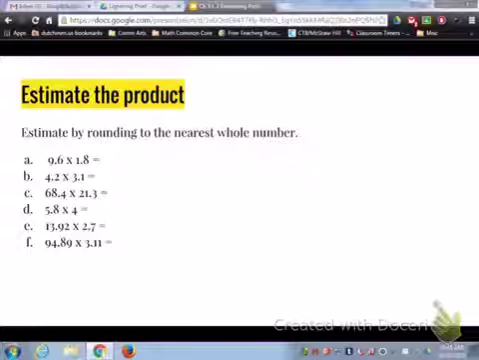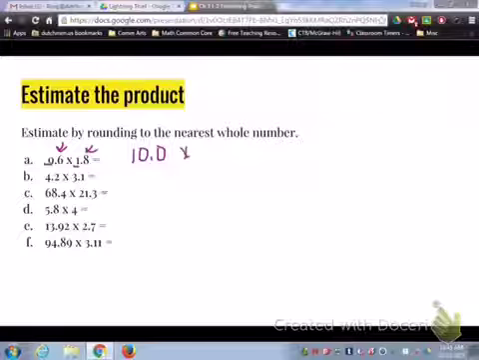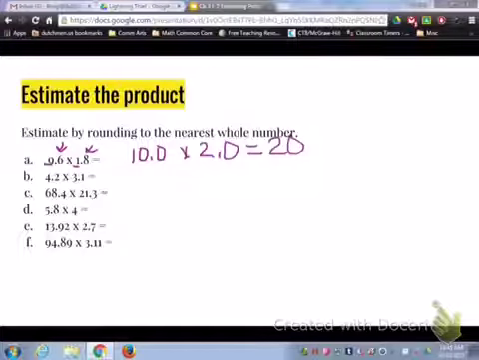So let's work through a couple examples together. We are going to estimate by rounding to the nearest whole number. So if we're rounding to the nearest whole number, we first need to underline the digit we're rounding to. So for A, that would be the 9 and the 1. So we look at the numbers behind it. The 6 tells the 9 to go up 1, so we make it a 10.0. The 8 tells the 1 to go up to 2, and everything behind it goes to 0. Now we can multiply. 10 times 2 gives us 20.